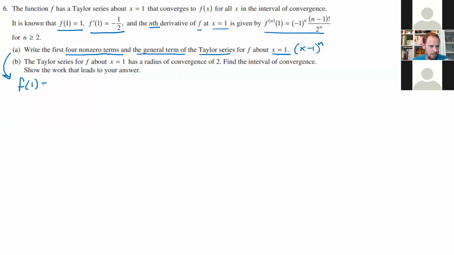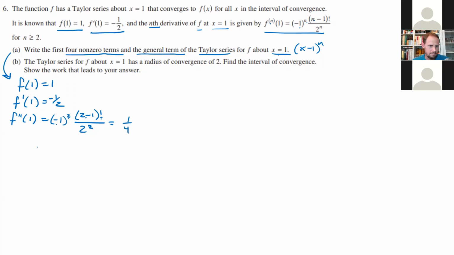So f of 1 is 1. Well, that's good, that's a non-zero. f prime of 1 is negative 1/2. Okay, that's 2. f double prime of 1, let's see if I can get this right this time, is negative 1 to the second, then we've got n minus 1, so 2 minus 1 factorial over 2 to the second. Right, 2 to the n, second derivative. Okay, so that's positive 1, that's also 1, so it looks like 1/4.